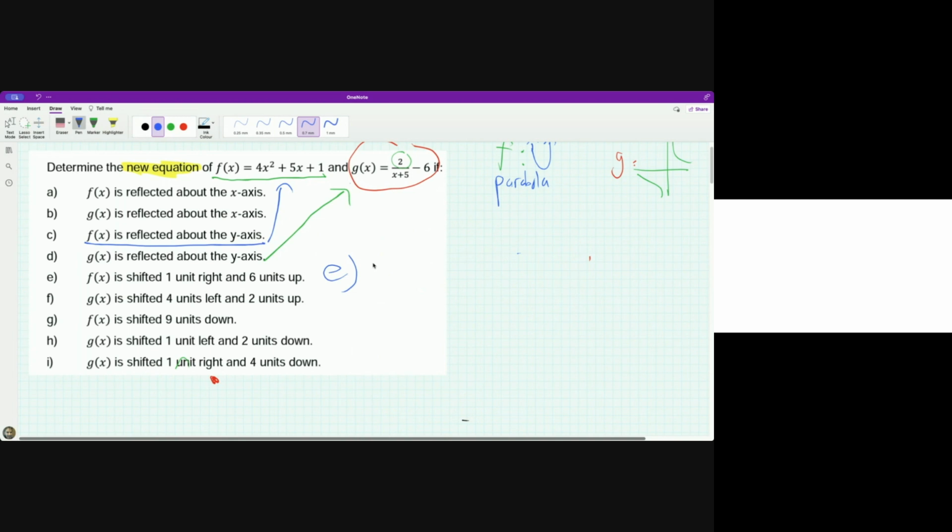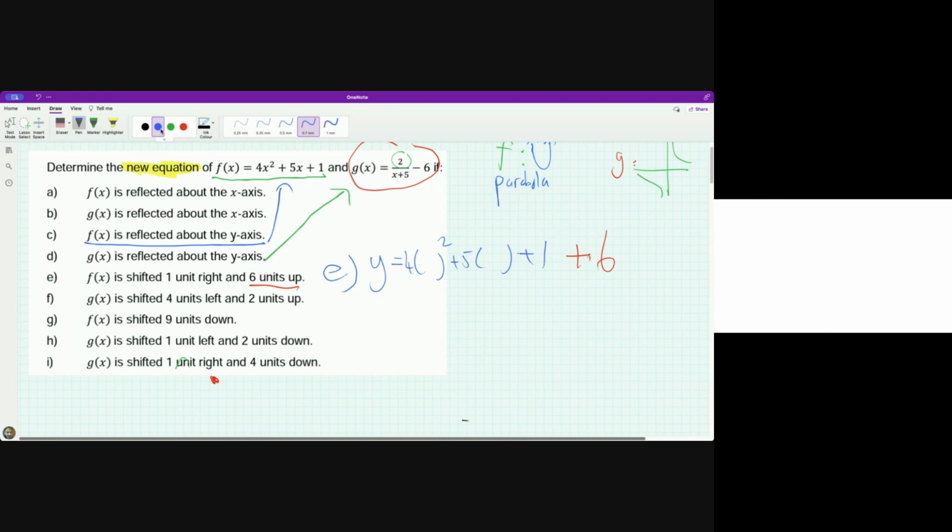Okay, so I'm going to say, if I go here, there are a couple of different things in this question. There is the 4x squared plus 5 plus 1. If I want to shift it up, that's super easy. I just go plus 6 on the end. Give me a thumbs up if that makes sense to you. The fact that 6 units up is just a plus 6 on the end.